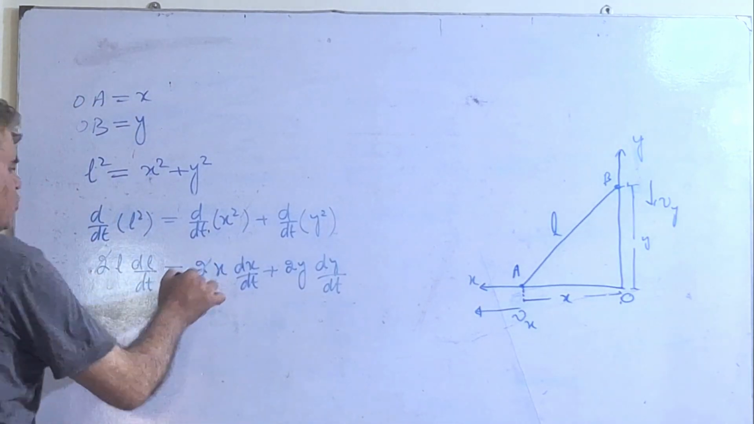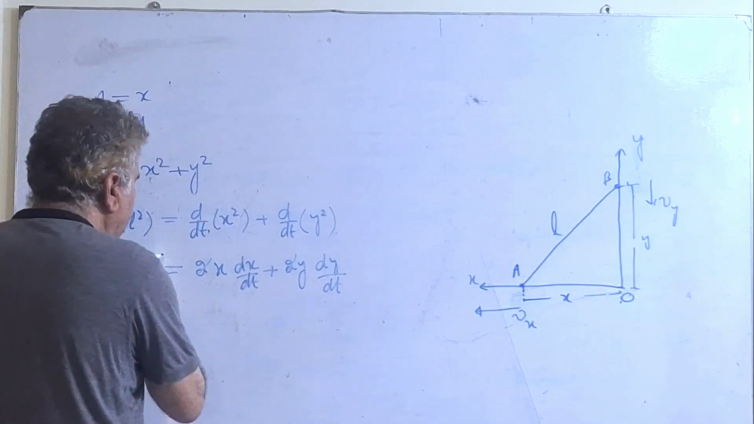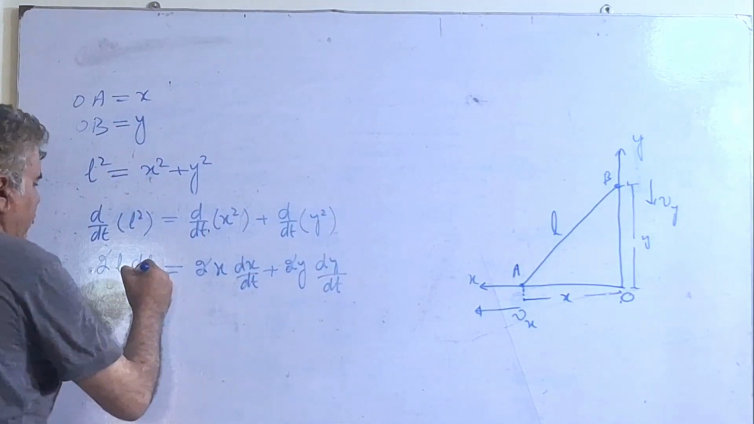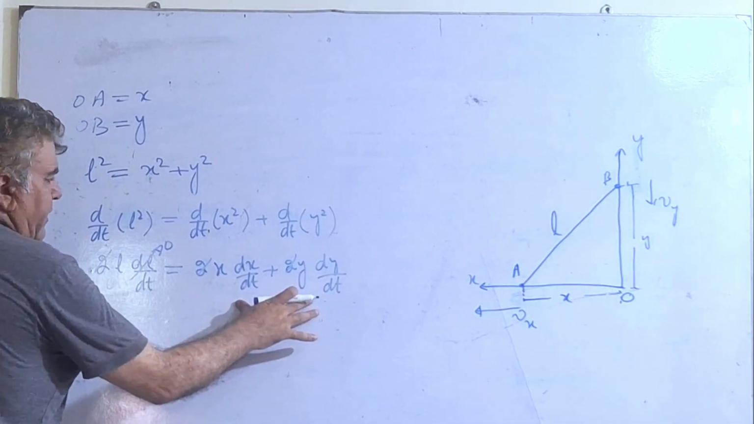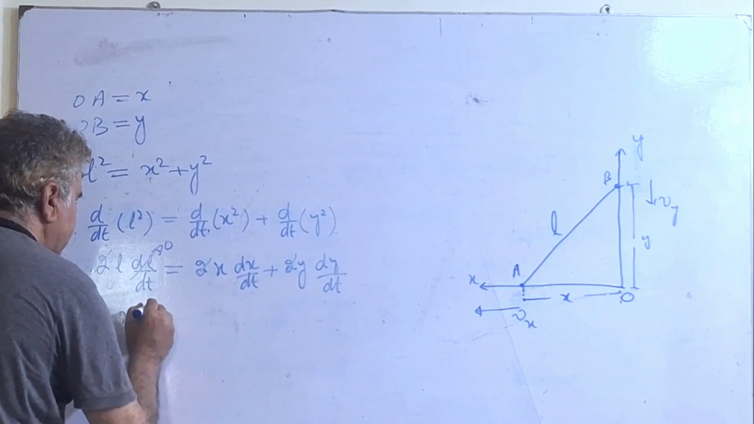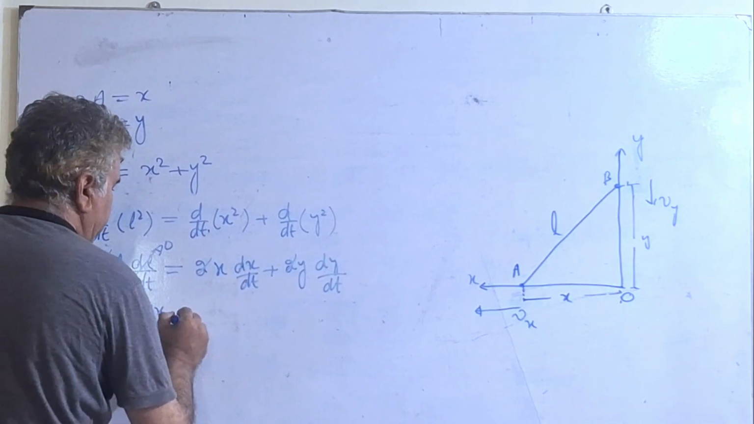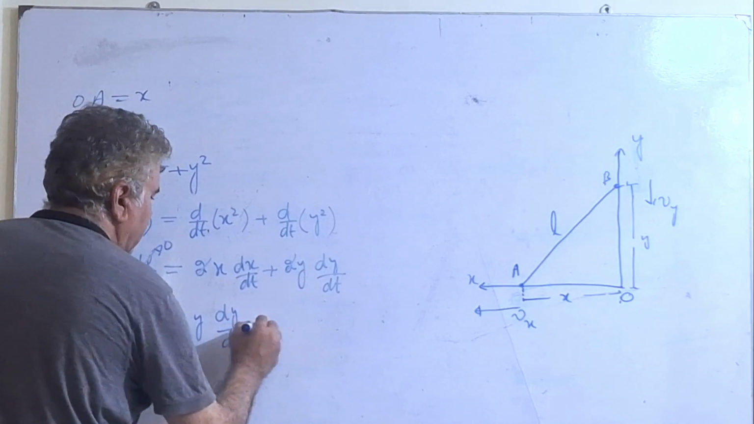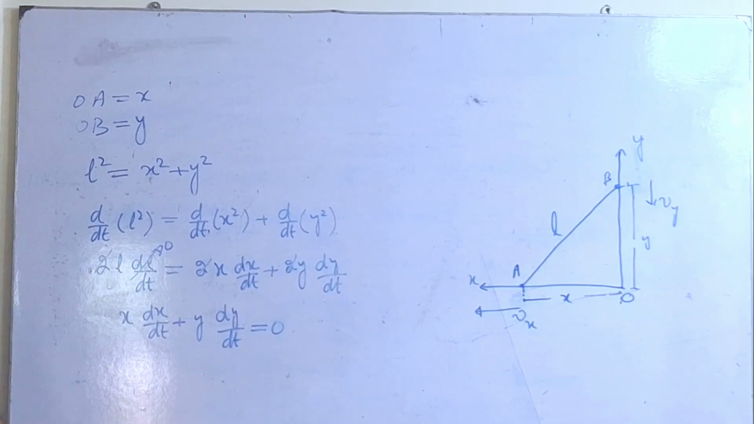I can drop the 2, because dividing the whole equation by 2 will cancel it. And one more thing: since L is the length of the rod and it is not changing with time, that is constant, therefore this derivative goes to 0. So this whole side is 0, and I can write the other side in the form x dx/dt plus y dy/dt, and this equals 0.